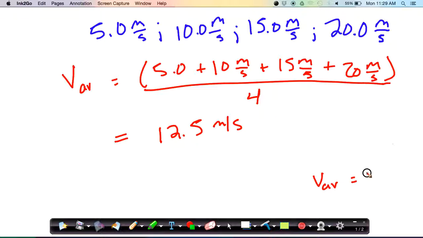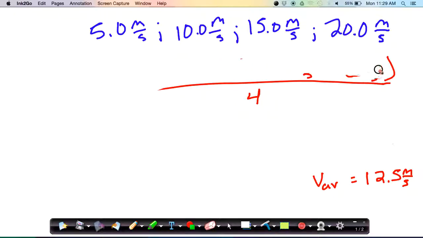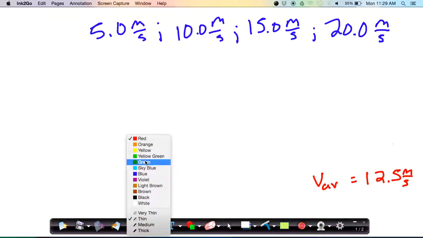V average for my set of data, 12.5 meters per second. We'll come back to that value in just a little bit. What we're going to do next is calculate the average of the squares of those velocities. So instead of just taking the average of the velocities, because kinetic energy is proportional to velocity squared, I'm going to take the average of the squares of the velocity.